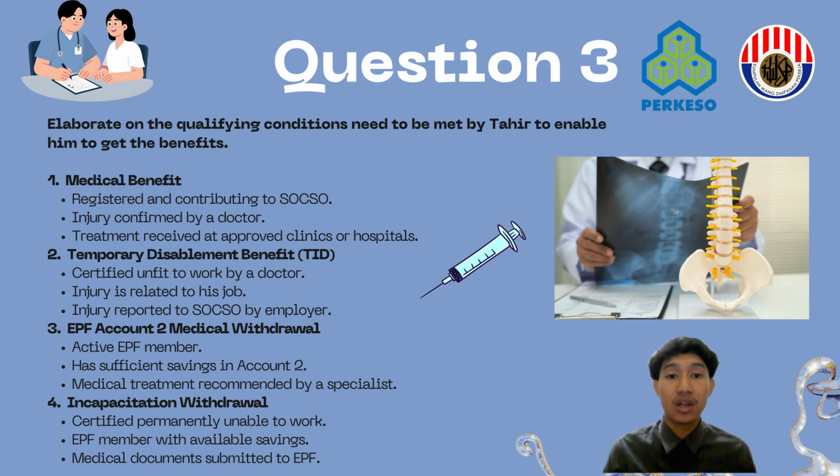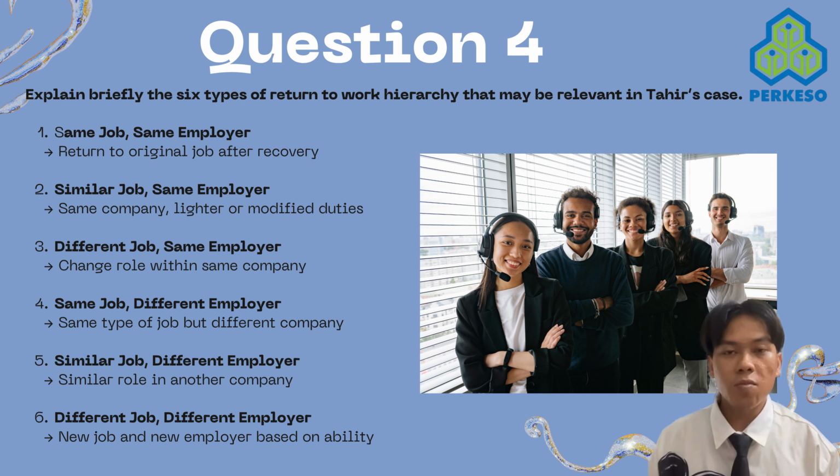Fourth, incapacitation withdrawal. If Tahir is certified by a medical practitioner as permanently unable to continue working, he may apply for the EPF incapacitation withdrawal. He must have available EPF savings and submit all required medical documents to support his application. Once approved, he can withdraw his EPF savings to assist with the financial needs. In conclusion, by meeting these qualifying conditions, Tahir can access both SOCSO and EPF benefits to support his medical treatment, income replacement, and financial security during his recovery. Next, we move to question 4.